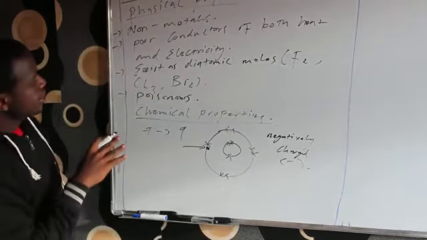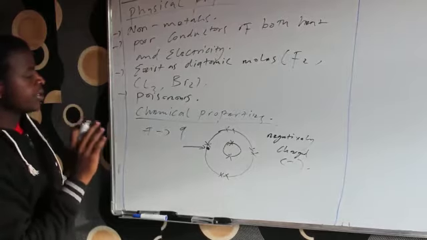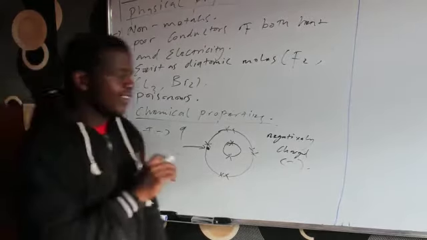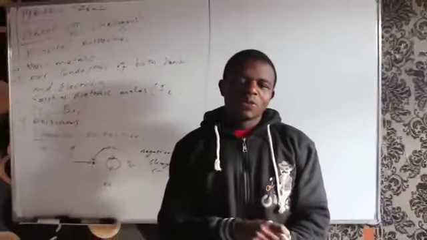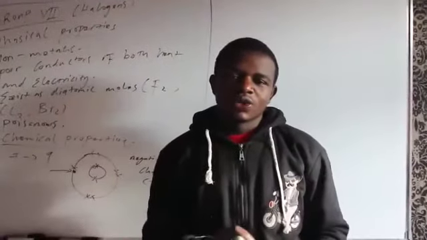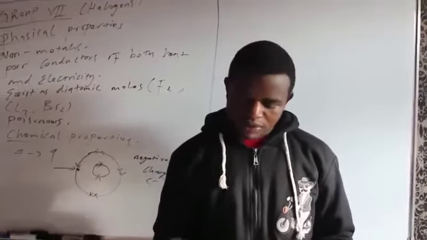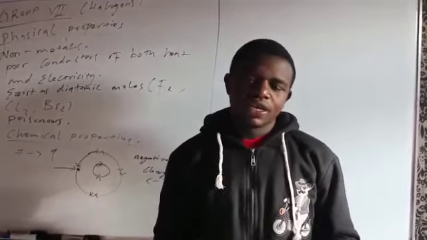Then the other chemical property that you must know about the group 7 elements is that reactivity reduces as you go down the group. So as you go down group 7 elements, reactivity reduces.